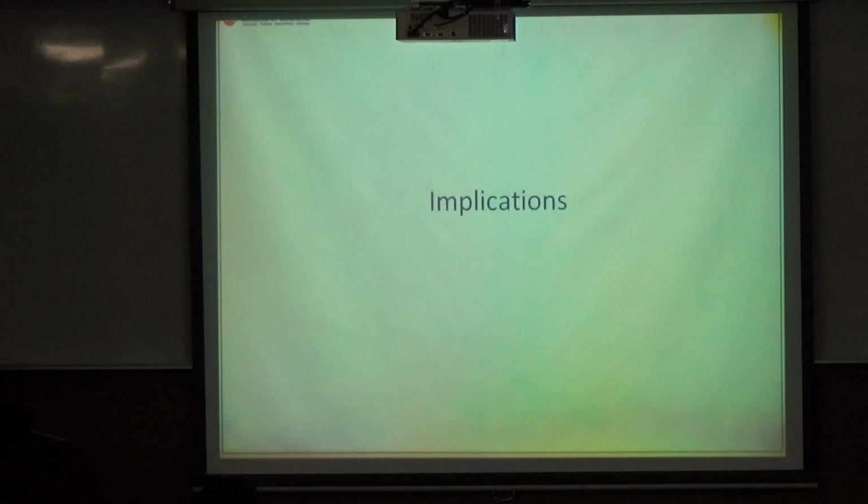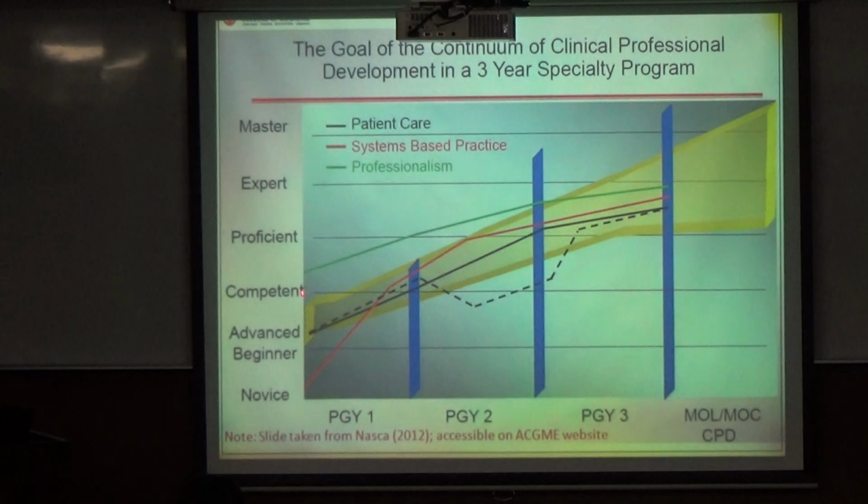So just a few more slides. I'll conclude with some implications. This was a framework from Tom Nasca, the CEO and president of the accrediting body for graduate medical education, which is in charge of all of the residency and fellowship programs. What he was envisioning was very continuous, the x-axis here is resident year 1, 2, 3, and this is continuing physician. So he was envisioning continuing medical education from when you come into residency from medical school all the way through, looking at different competencies.